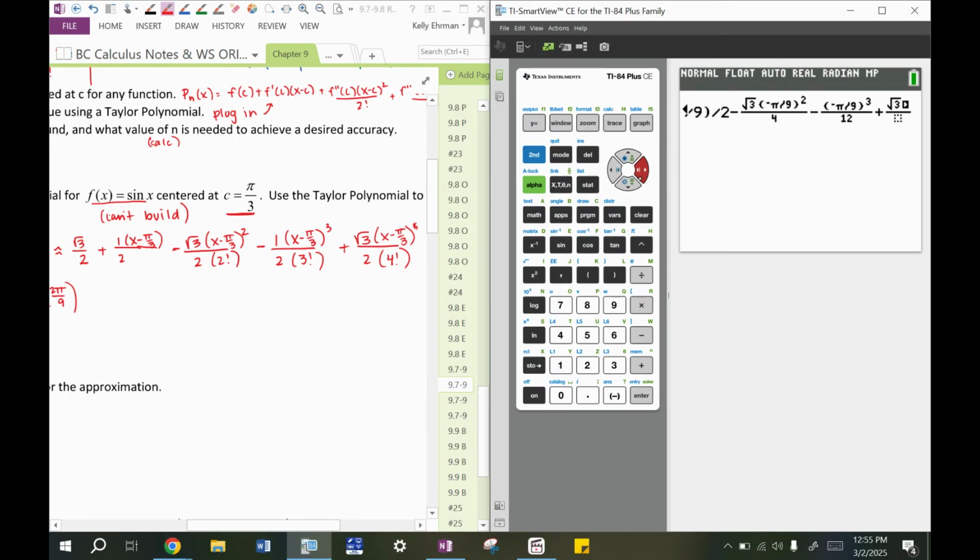Radical 3 times negative pi over 9 to, whoa, wait a minute. Okay, hold on. Weird things are happening here. I must have hit an exponent key somewhere. Okay, negative pi over 9 to the fourth over 4 factorial is 4 times 3 times 2, so that's 24. 24 times 2 is 48.